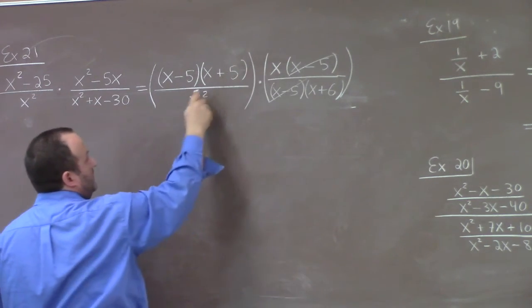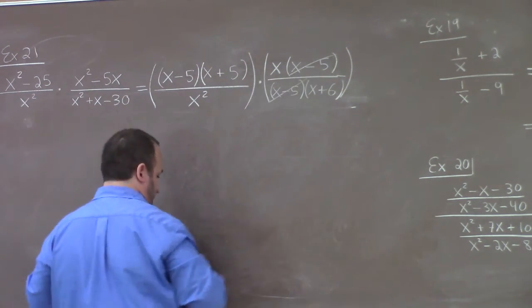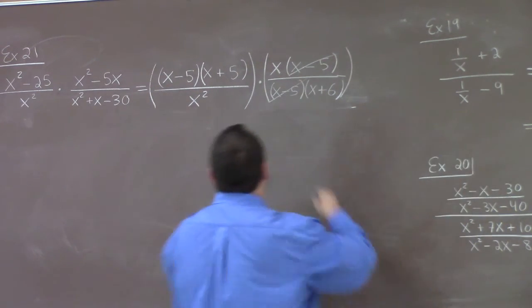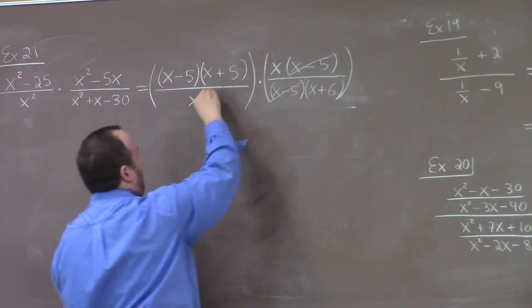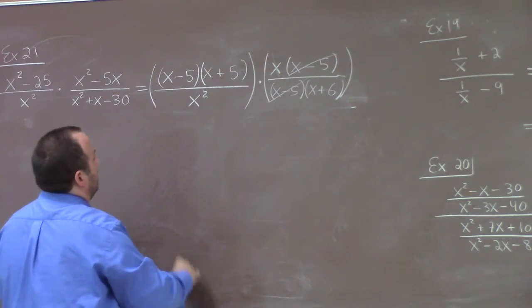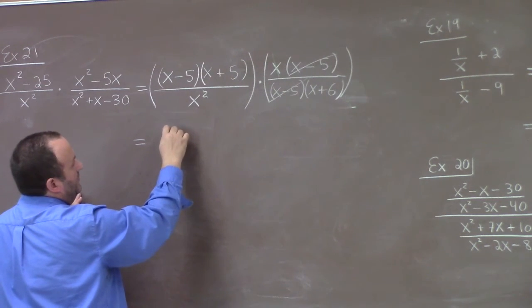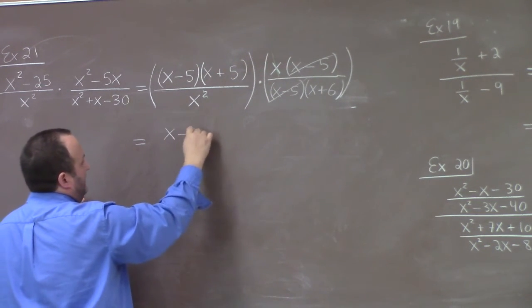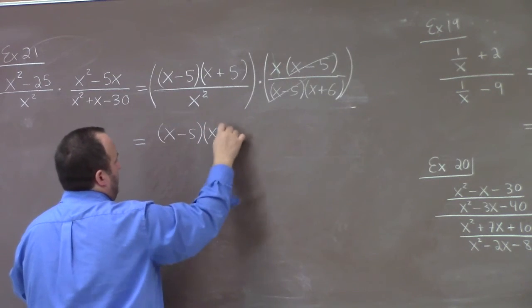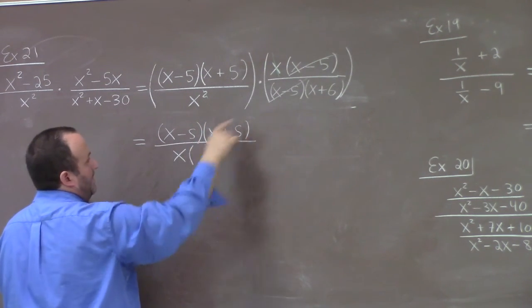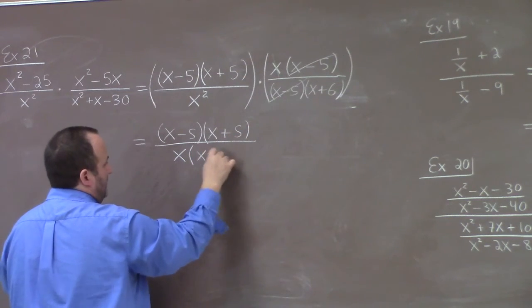I don't cancel just the x on the bottom. Right, so I usually denote that myself, like this. So you make it a 1. Yeah. So I've got x minus 5 plus 5 over x. No, it's not 5.